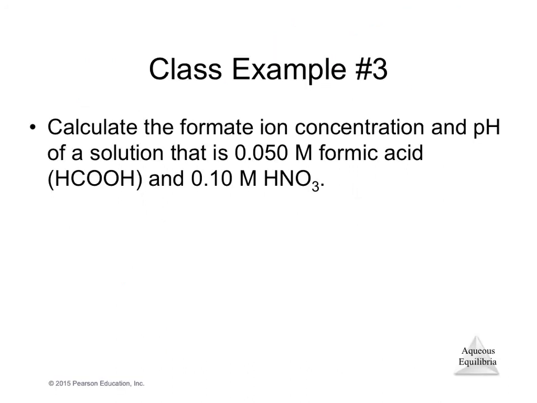Alright, so what I want you to do again is actually do this entire example on your own. So you are calculating the formate ion concentration and the pH of a solution that is 0.050 molar formic acid, and I gave you the formula, and 0.10 molar HNO3. So I want you to go through step by step, label everything, write everything out, and solve for both the formate ion concentration and the pH.